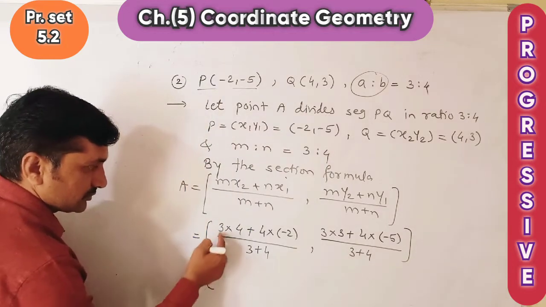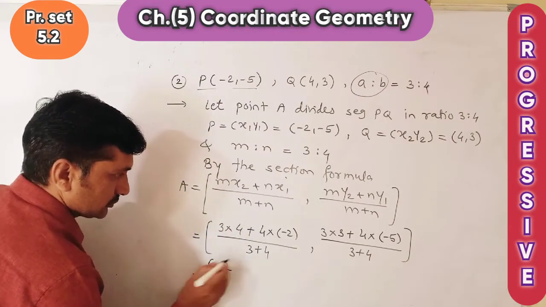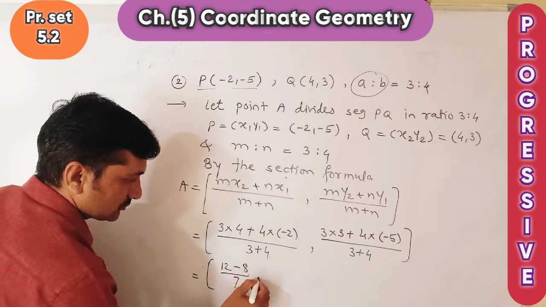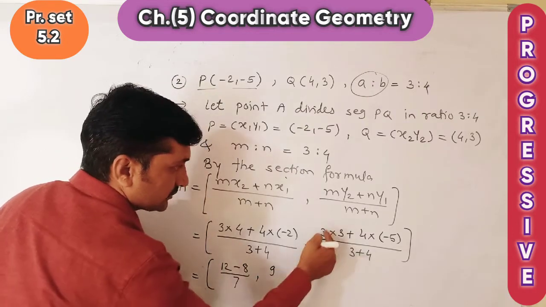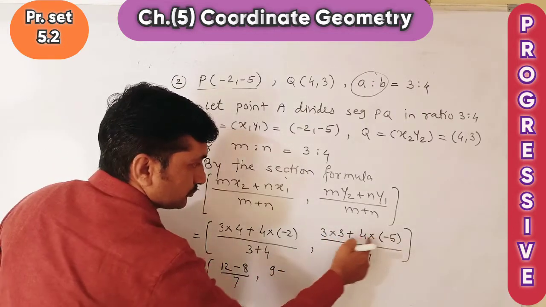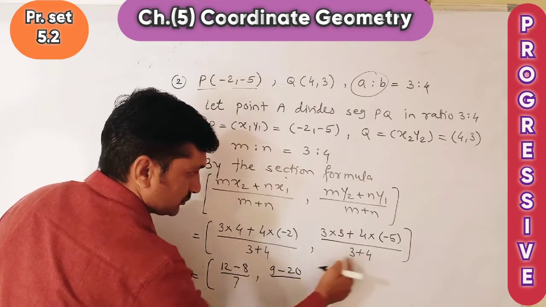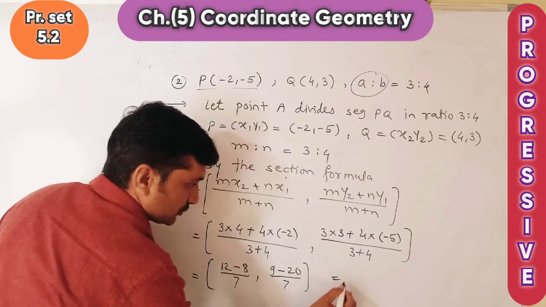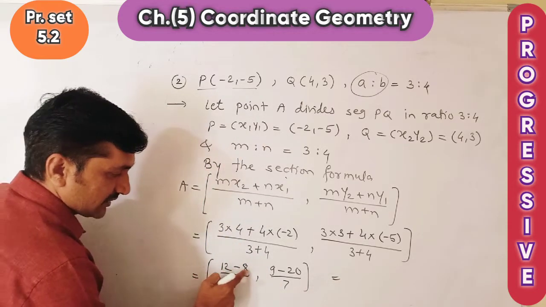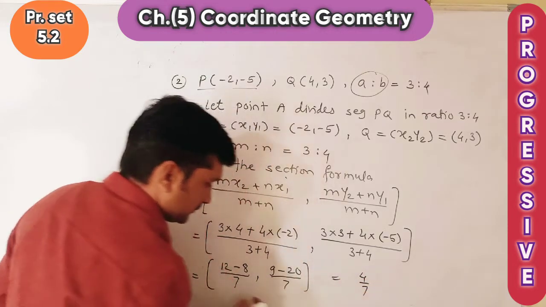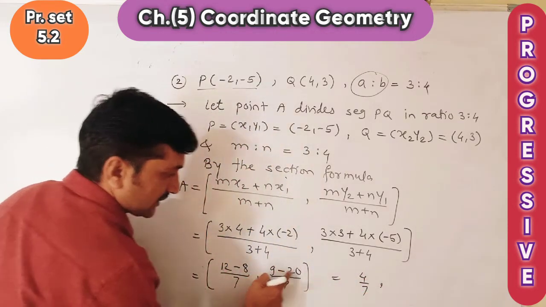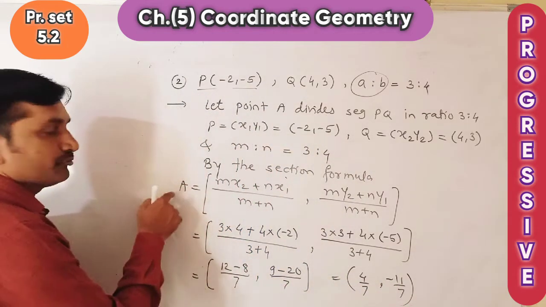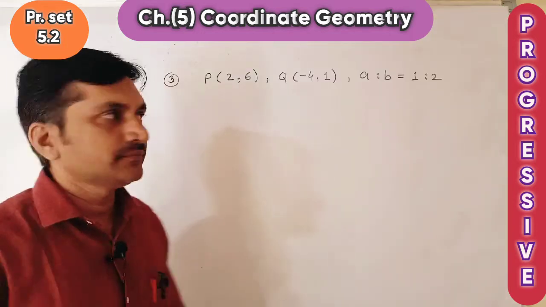Is equal to, in bracket, product: 4 3s are 12 plus minus minus 4 2s are 8, upon 3 plus 4, 7. Here also 3 3s are 9 plus minus minus 4 5s are 20, upon 3 plus 4, 7. Is equal to, now 12 minus 8, 4 upon 7, comma, 9 minus 20, minus 11 upon 7, and these are the coordinates of point A. Example number 3.